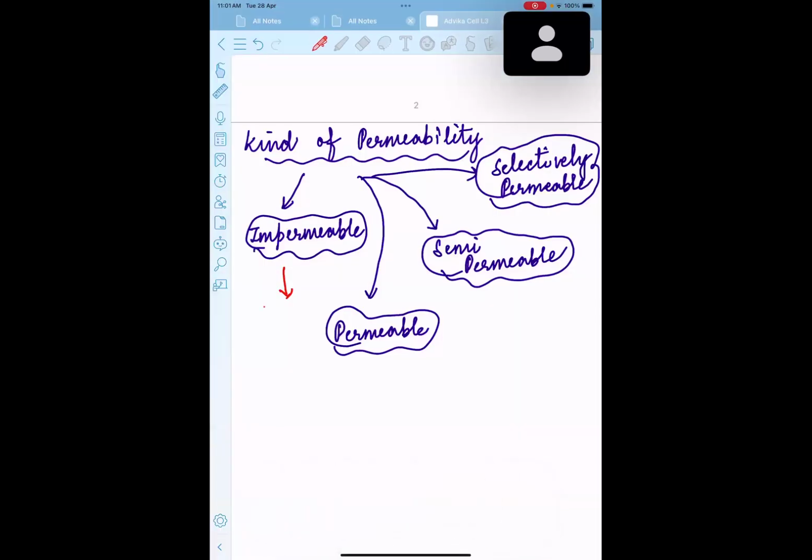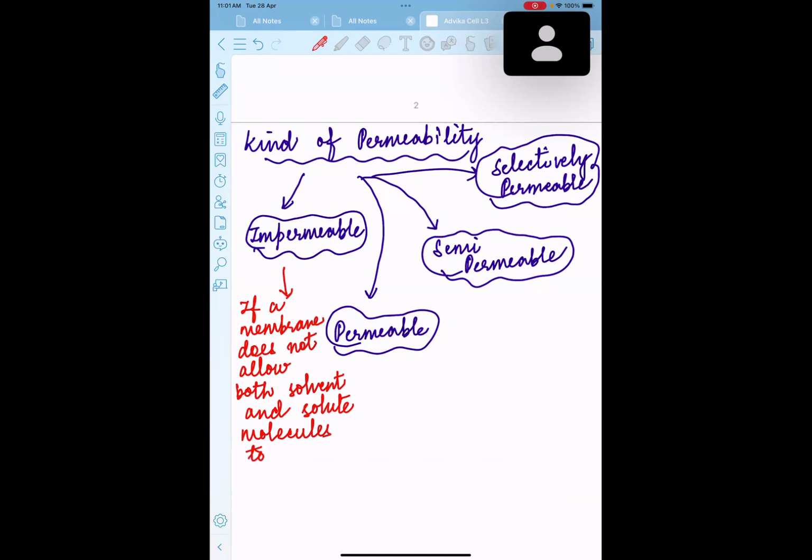Impermeable means if a membrane does not allow both solvent and solute. Now, do you have any idea what you mean by solvent and solute? Solvent plus solute equals solution. Very good. But what are solvent and what are solutes? Those are the components of a mixture. If we mix solute and solvent, they form a mixture.